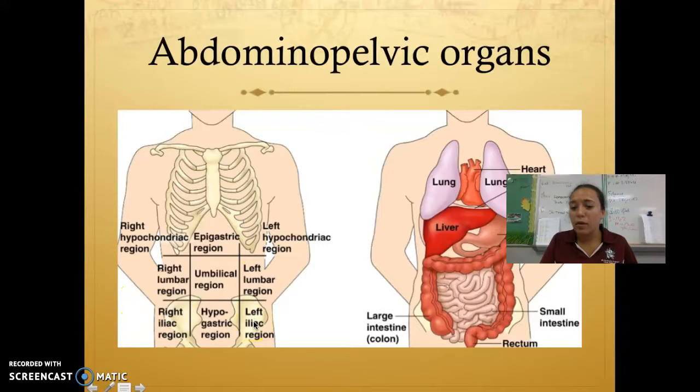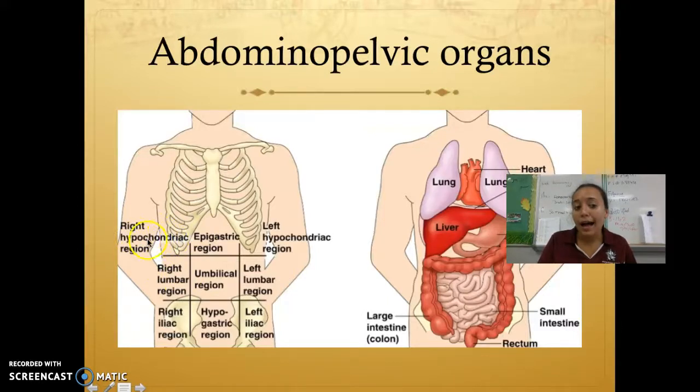So anyway, let's do the 9 regions. Those are more difficult anyways. And for the quadrants, look at your own paper. I didn't have a picture on here. So we're going to start superior and we'll work our way inferior. So you have the right hypochondriac. If you notice, it's the patient's right. So you're looking at your patients, it's their right.